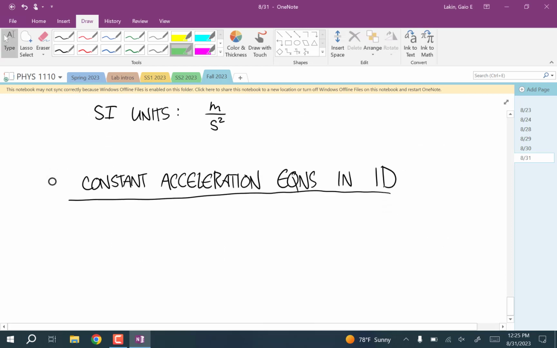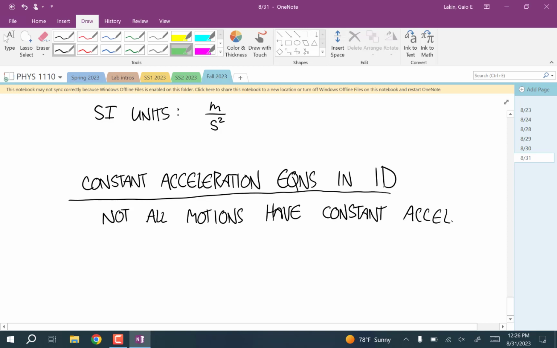But we're going to study constant acceleration motions because it simplifies the calculation a little bit, and there are some important motions that do have constant acceleration, okay? So not all motions have constant acceleration. But some important ones do, and so that's what we're going to do calculations with.